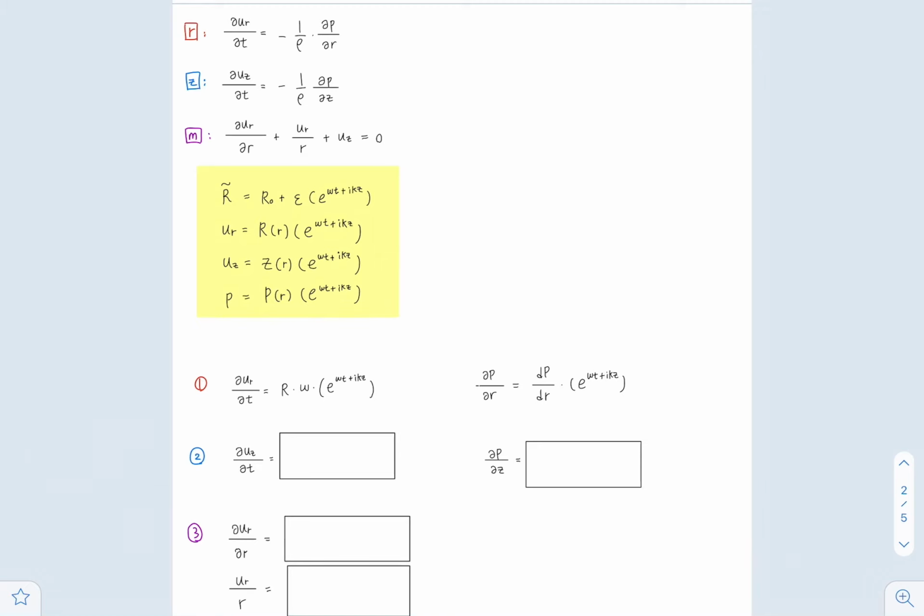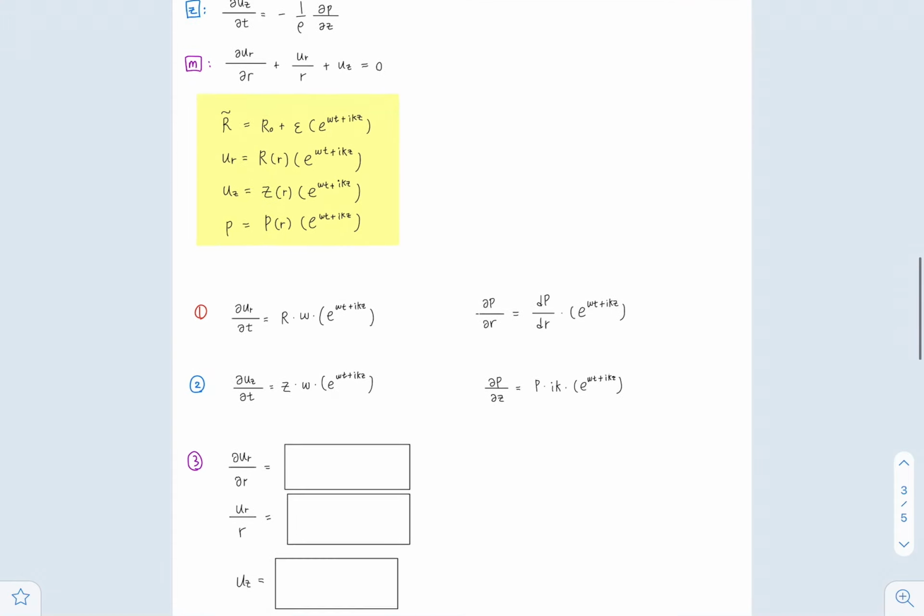And secondly, let's look at our z equation. So ∂u_z/∂t, if you calculate using this u_z in the yellow box, we are going to get Z times ω times the exponential term. And if you do the same thing for ∂p/∂z, we are going to get P times ik times the exponential term. And lastly, we can now do an analysis for our mass conservation equation.